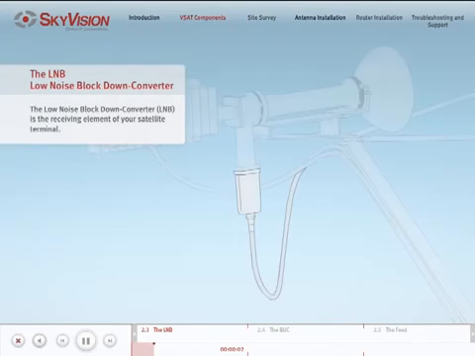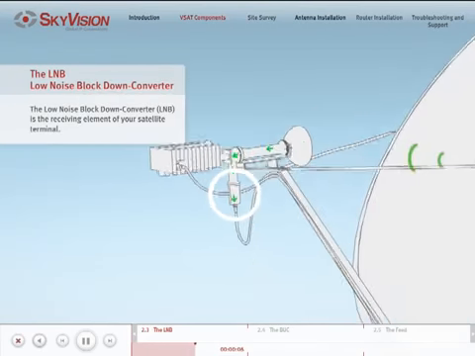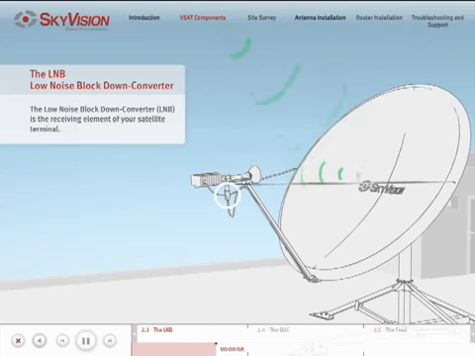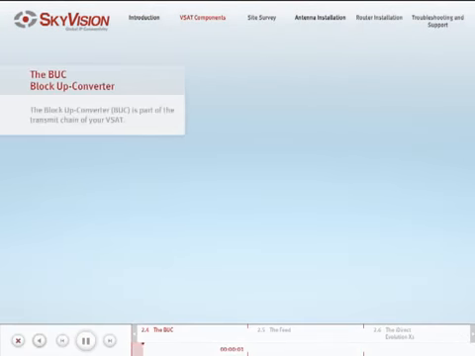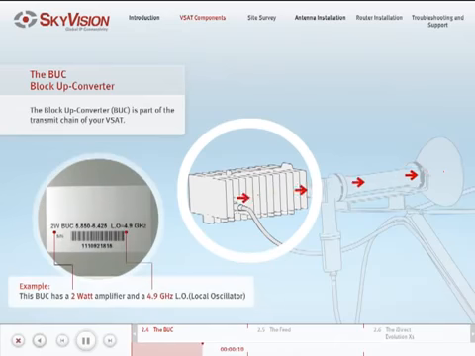The LNB is part of the receive chain of your VSAT. The BUC is part of the transmit chain of your VSAT and is composed of two components, the local oscillator and the power amplifier.